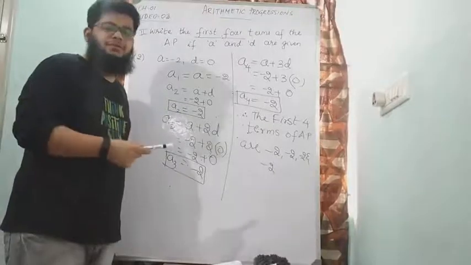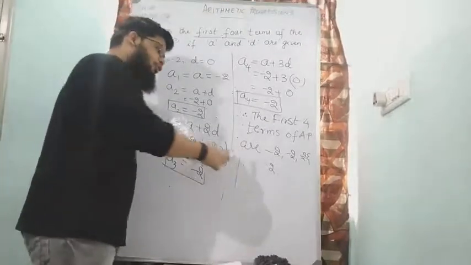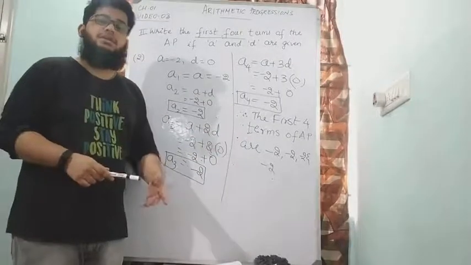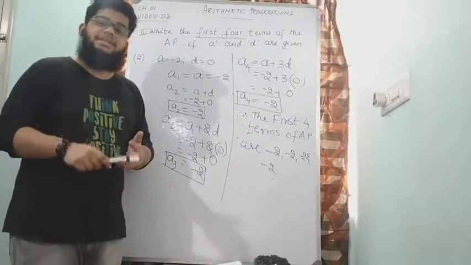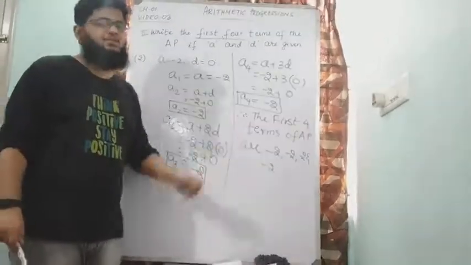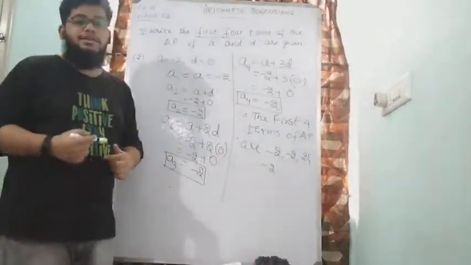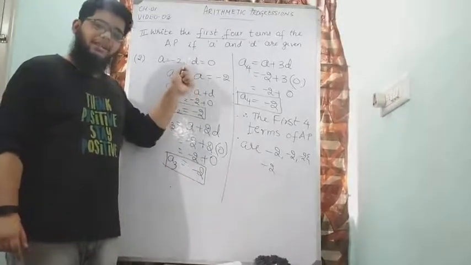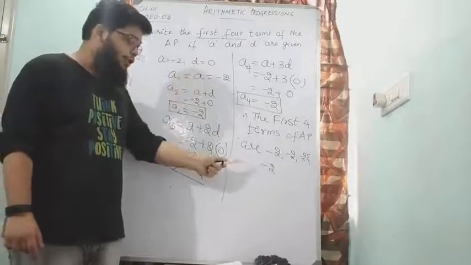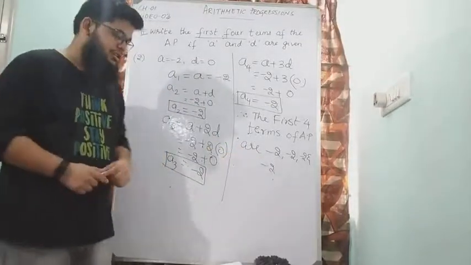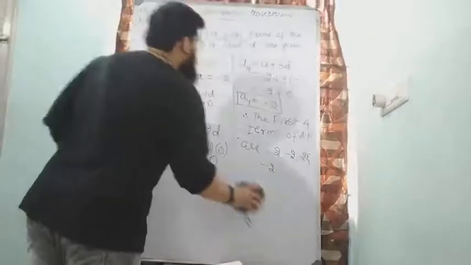So what we have to remember is, when the value of D becomes 0, or when there is no common difference, in simple words, that time all the terms of the AP are going to be same. Even if you find the next terms like A5, A6, A7, A8 up to any terms, this is only going to be -2 because the value of D is 0. It's a very important thing to note here, that if the common difference is 0, all the terms of the AP are going to be one and the same. I hope you have understood this problem. Let us move on to the next one.